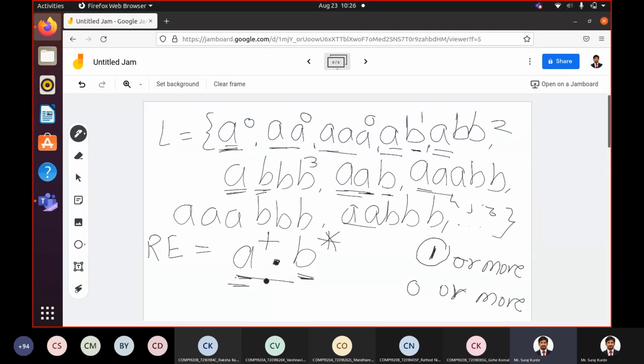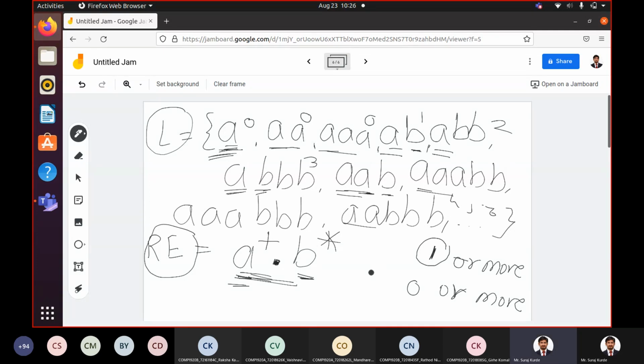Now you can check any string using this regular expression, where the condition is A is followed by B and A is repeated one or more times. So that string will belong to the language L, and it can be represented using the regular expression A plus dot B star. This is called a regular expression.